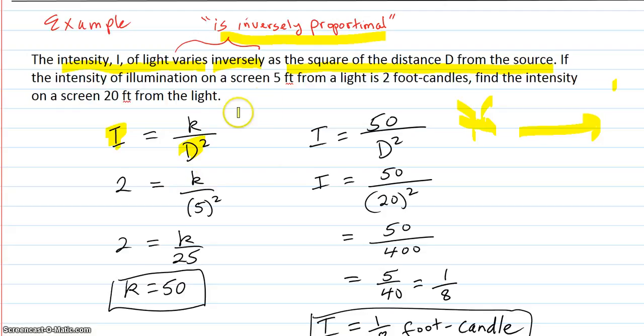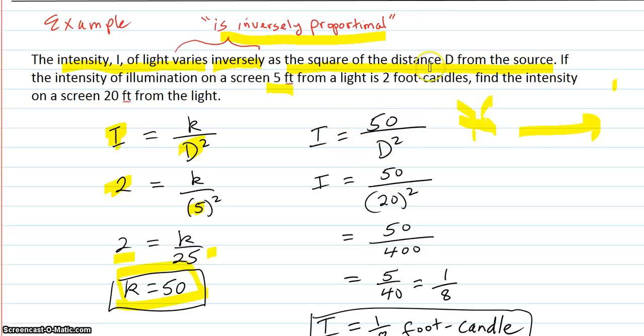So they give us some information. The illumination is 2 foot candles when it's 5 feet away from the light. 5 feet away, so you square that according to the formula. You get 25 on the bottom. Multiply both sides by 25 and you get k equals 50. Now you use the 50 back in the equation: I equals 50 over d squared.